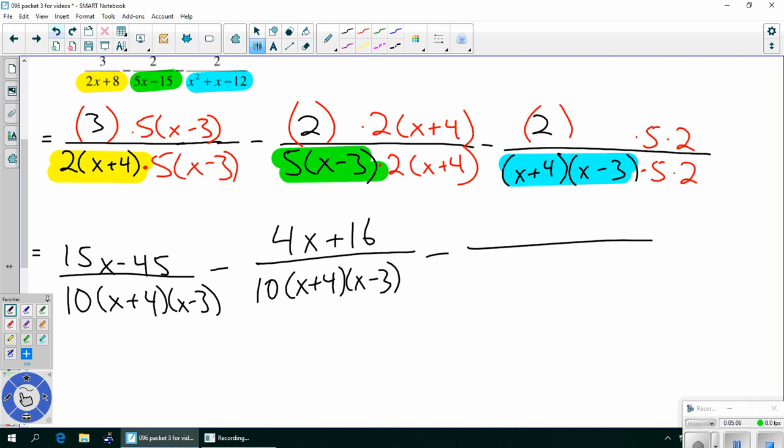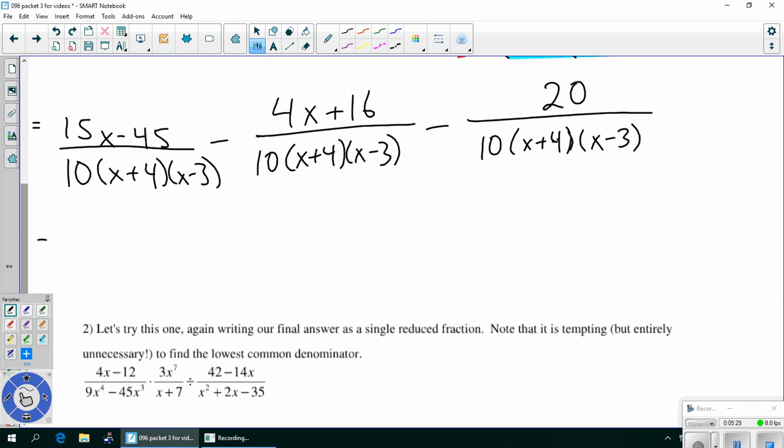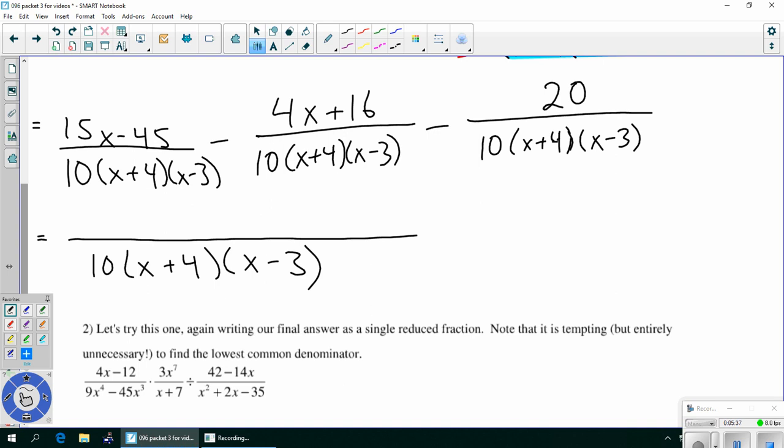Okay, and then 2 times 5 times 2, that's just 20, no distributing there. And then the same order for this denominator. Okay, and now that we have the same denominator and the numerators are all as good as they're going to get, let's go ahead and make a single fraction with this one denominator. And now we'll just put all the numerators up on top of a single fraction. 15x minus 45 minus 4x plus 16 minus 20.